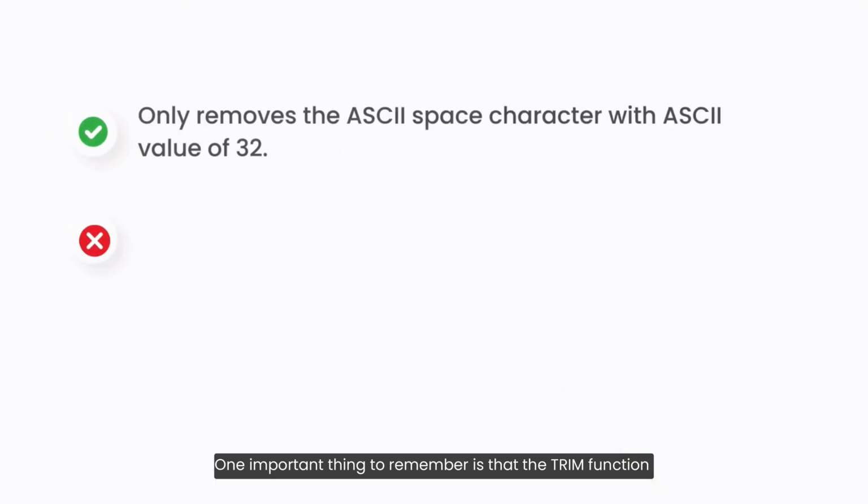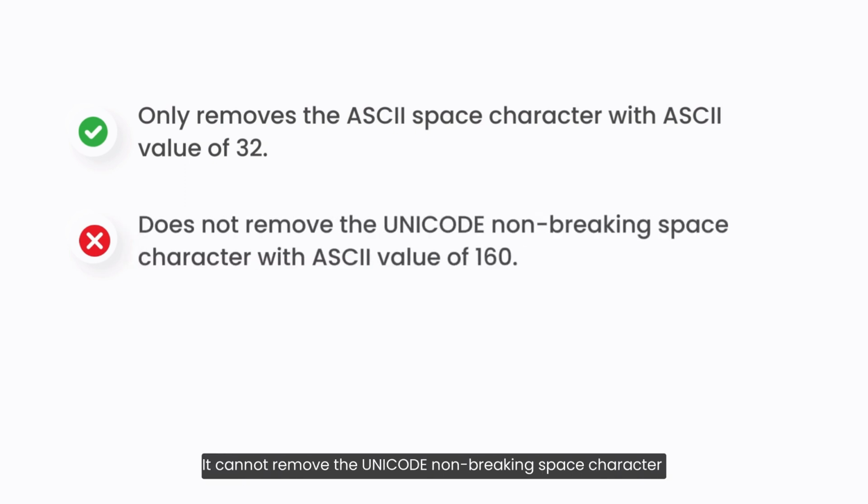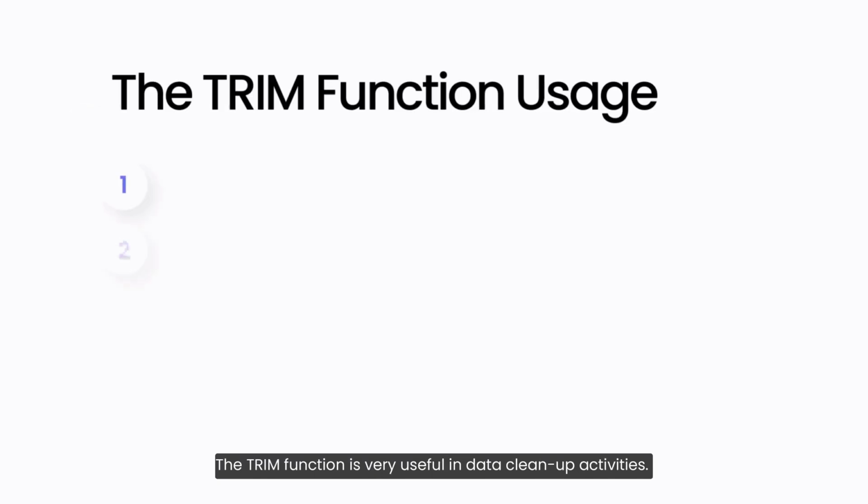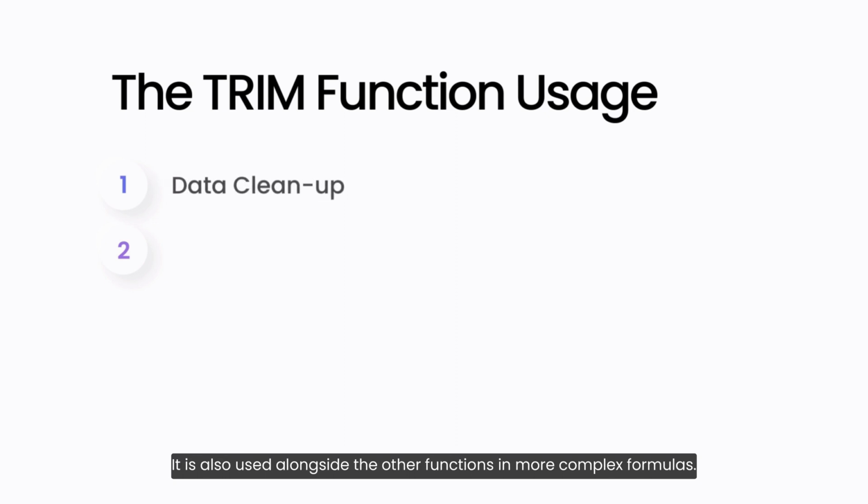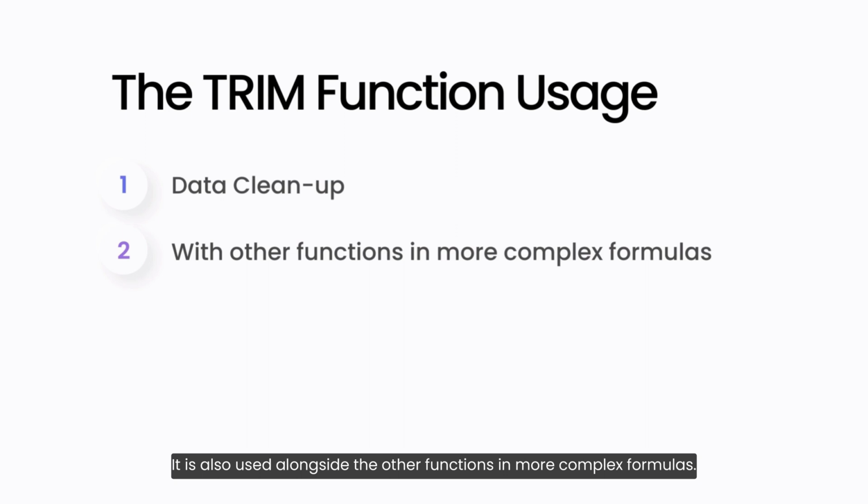One important thing to remember is that the trim function only removes the ASCII space character having the ASCII value of 32 from the text. It cannot remove the Unicode non-breaking space character having the ASCII value of 160 that can be most commonly found in HTML web pages. The trim function is very useful in data cleanup activities. It is also used alongside the other functions in more complex formulas.